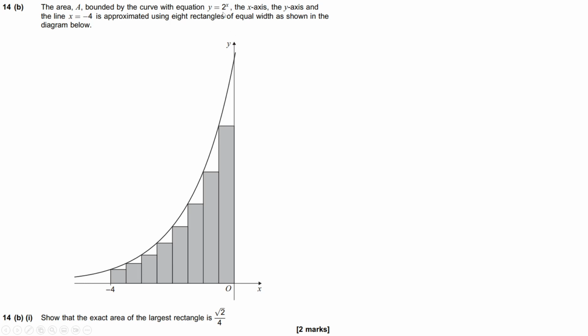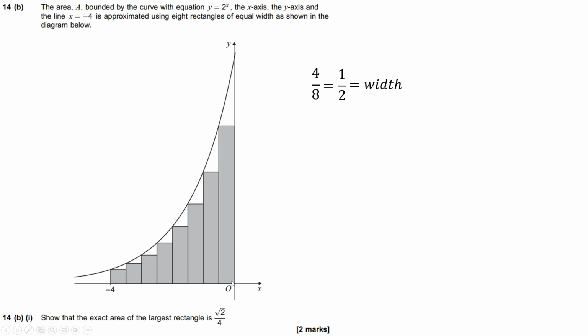We've got this graph here, y equals 2 to the power of x, as we've just looked at. And we're told that it's bound by the line x equals minus 4 and then x equals 0. The area of the largest rectangle is root 2 over 4, and we need to show that. If they're rectangles, they've all got equal width, and we've got a space between them of 4. There are 8 rectangles here, so we're going to split that 4 into those 8 rectangles to find the width of just one. So we've got 4 divided by 8, which is just a half, and that's the width of any one rectangle.